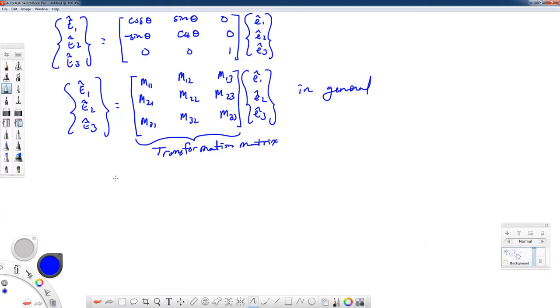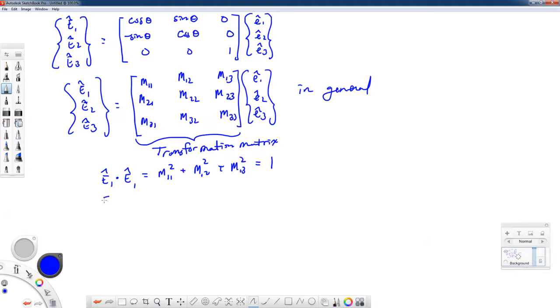There are some properties of this transformation matrix. Remember, we set our basis vectors up to be unit basis vectors. So if we did capital E hat 1 dotted with capital E hat 1, taking this row and dotting it with itself, we would get m11 squared plus m12 squared plus m13 squared. And since this is parallel, cosine of 0 degrees is 1 and the magnitudes are 1. So this is equal to 1. It's basically our direction cosine relationship again.